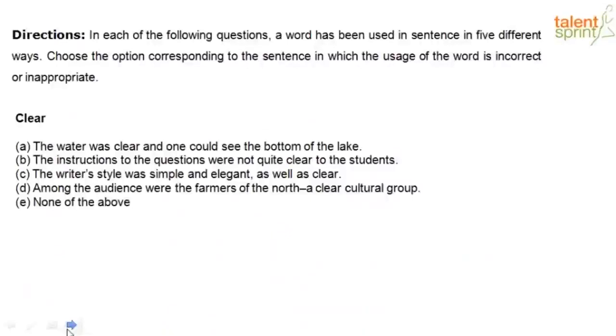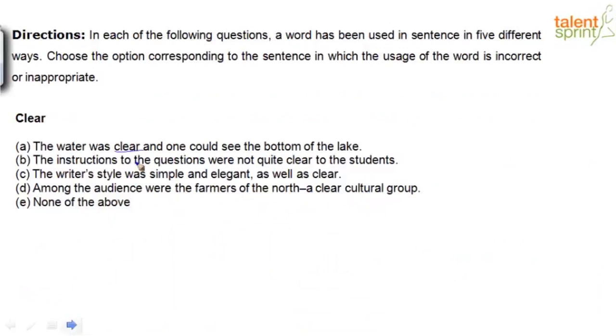Clear, that's our next word. Options. Option A, the water was clear and one could see the bottom of the lake. Option B, the instructions to the questions were not quite clear to the students. Option C, the writer's style was simple and elegant as well as clear. Option D, among the audience were the farmers of the north, a clear cultural group.